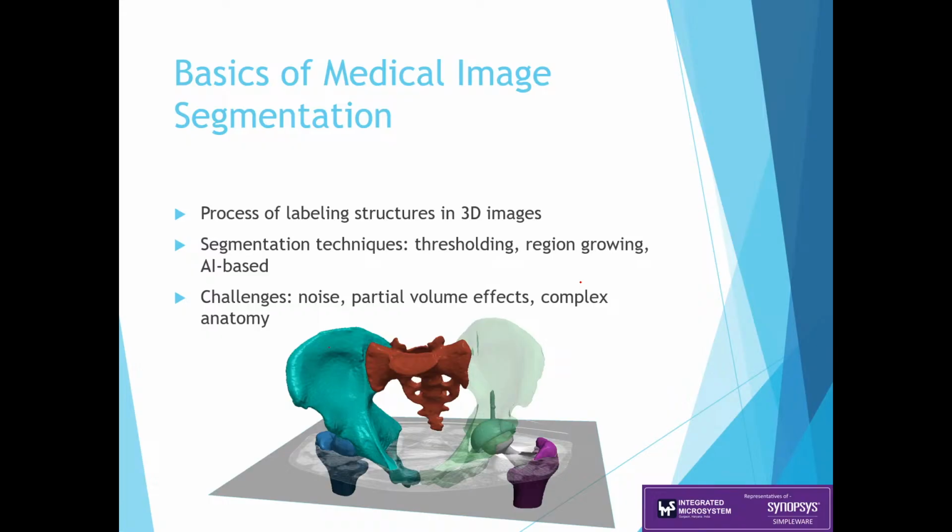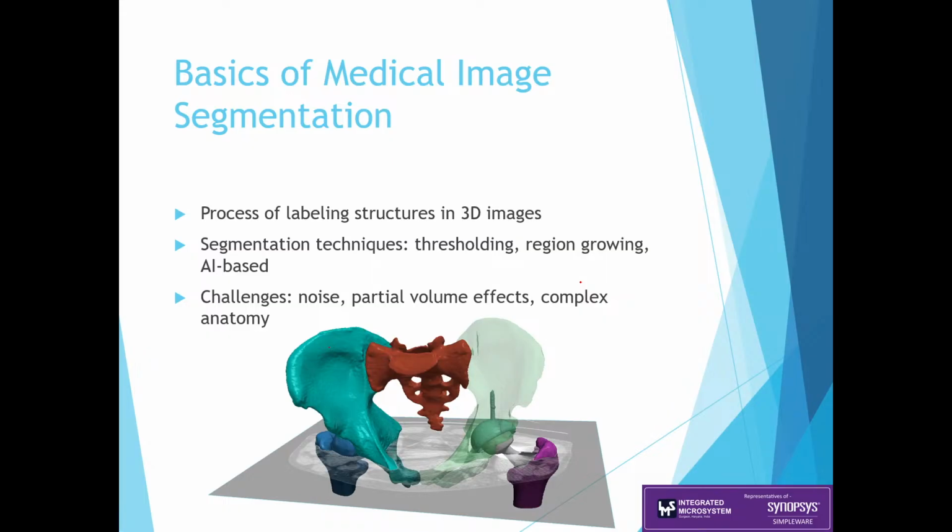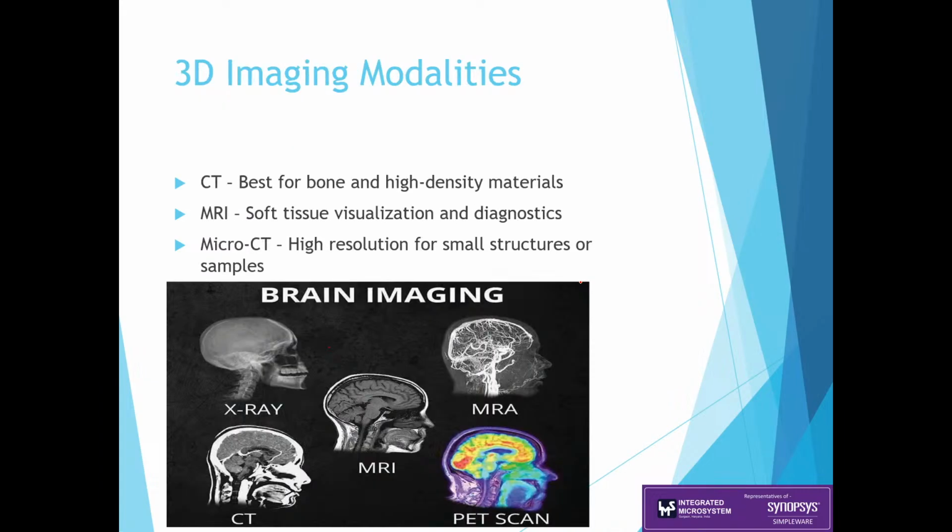The challenges that we face are noise present in the data set and partial volume effects. Last but not least is complex anatomy, because we can't identify every structure if the image quality is not very clear. To do that, we need great knowledge about the threshold range that we are working with. Then, as explained in the earlier slide, there are different image modalities.